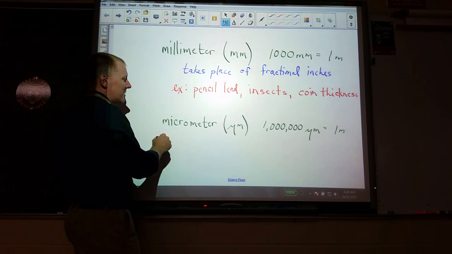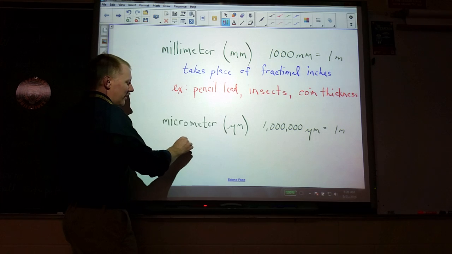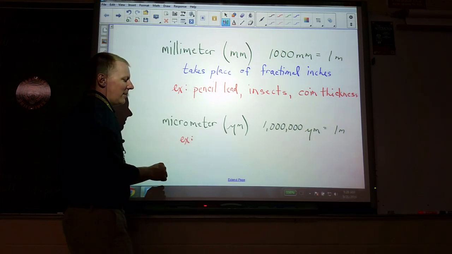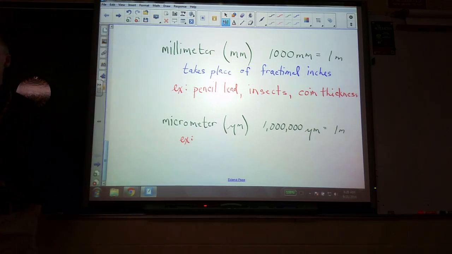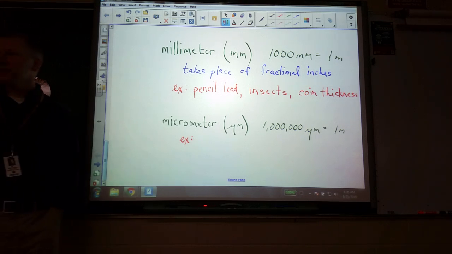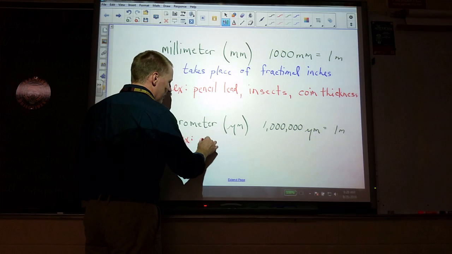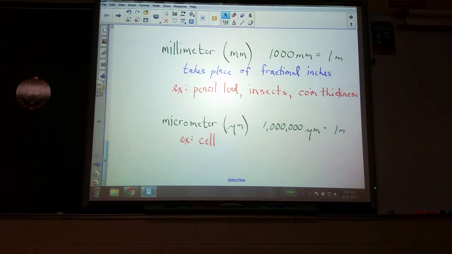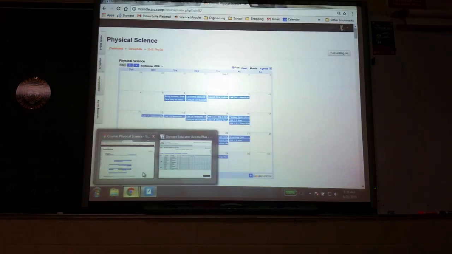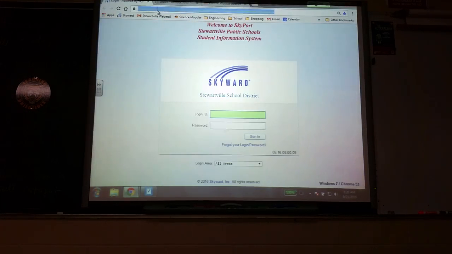We do still see stuff that we would measure in micrometers, which is getting to the limit of what we can see with the unaided eye. Maybe like cells. Cells would be, I think, let's double check how big a cell is. But I think cells would probably be on the order of micrometers. And different cells obviously would be different. Let's check that.